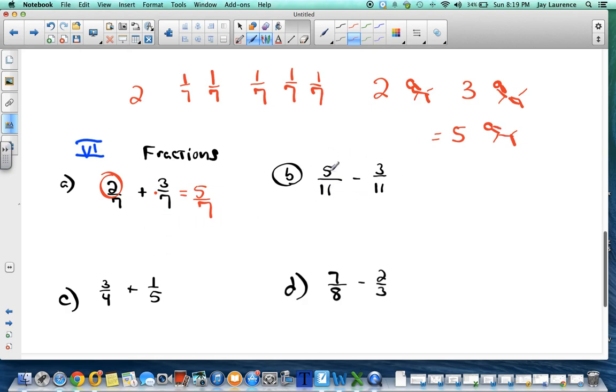Which in B, I've got 11ths. I've got 5 11ths. Okay, and I take away 3 of those 11ths. What's left? Duh, 2 11ths. It's too simple. Don't make it hard.